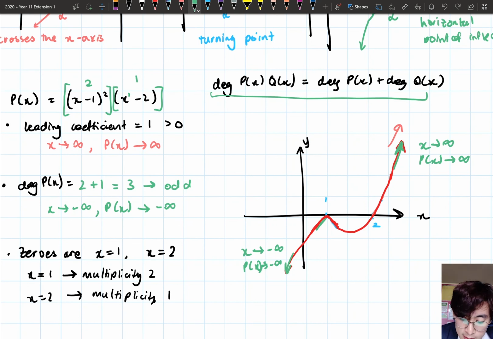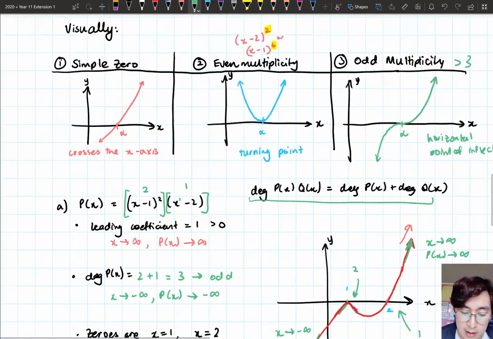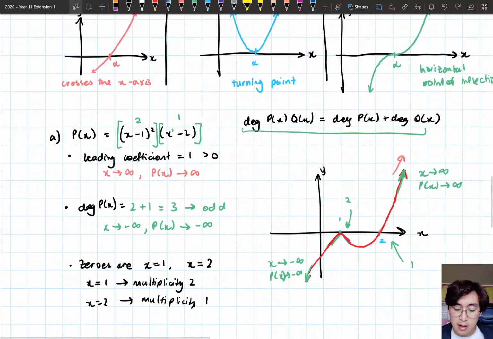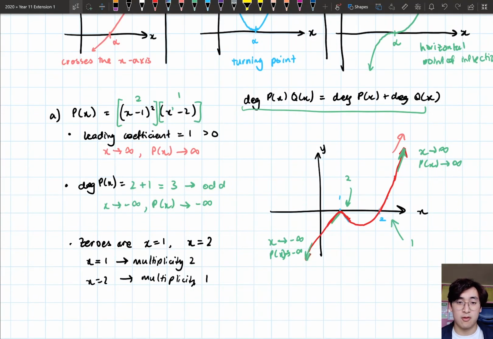Now here, when we did our zeros, our zero at 1 had multiplicity 2, so we had that turning point. And our zero at 2 had multiplicity 1. It cut through the x-axis, just like it did when we had these shapes here. So that's how we draw a polynomial using all of this information that we have here.